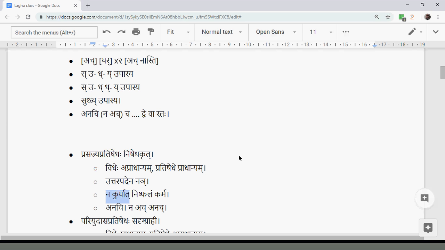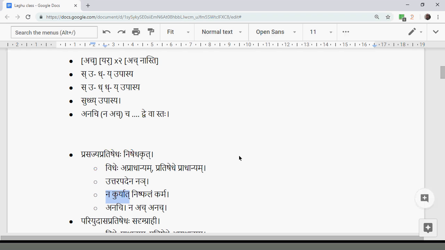Nishphalam karma na kuryat. What should I do? You ask, what should I do? That is not the role of the dharma shastra there. Dharma shastra is saying there, na kuryat nishphalam karma. If there is a dharma vidhi, there is a vidhi. Nisheda is also a vidhi, an injunction. But that injunction is not saying what to do. It is telling you what you should not do. You cannot ask there, then what should I do? That is not the role of the sutra or dharma shastra there.